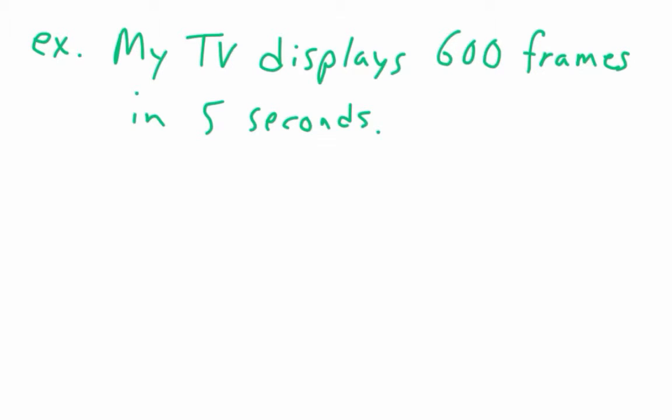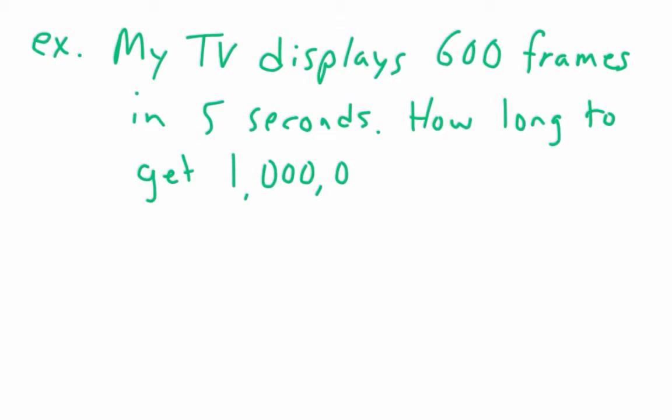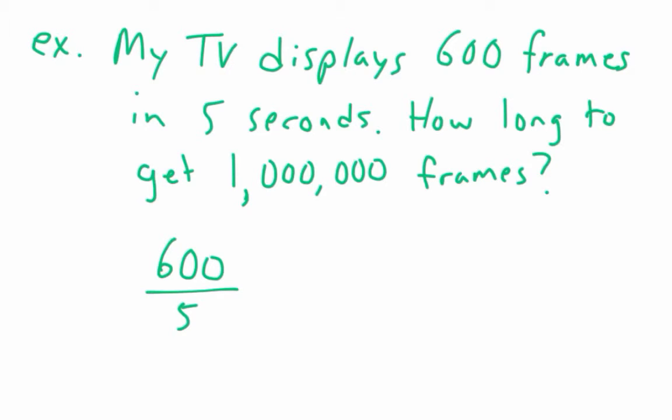And now if they go on and say, well, how long does it take to get 1 million frames? Notice, how long do I need to stare at my TV in order for it to flash 1 million pictures at me? Now there's a couple ways to do this. The first way is to do what we're doing in this section, kind of the unit rate thing. To say, well, if it's 600 frames in 5 seconds, how many frames per second is that going to be? So if I want to do frames per second, I do my 600 frames divided by 5 seconds.